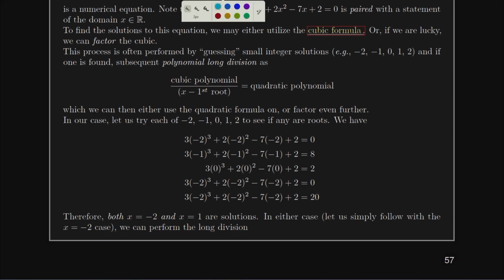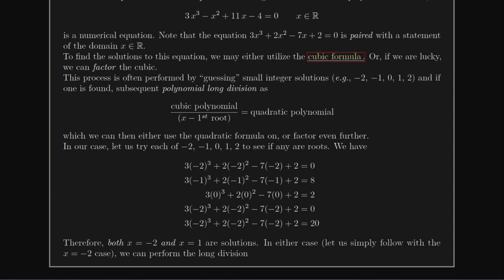So in this case, we're going to guess maybe a small solution, and we're just going to try some solutions out, and then once we find one of those, we're going to divide by x minus the first root, and that should recover a quadratic for us. So in this case, let's guess -2, -1, 0, 1, 2, and there's me plugging all 5 of those in and just evaluating. And what we see is that actually both -2 and +1 are roots. So -2 and 1 are roots, which means that this original cubic is divisible by x minus -2, or it's divisible by x minus 1.